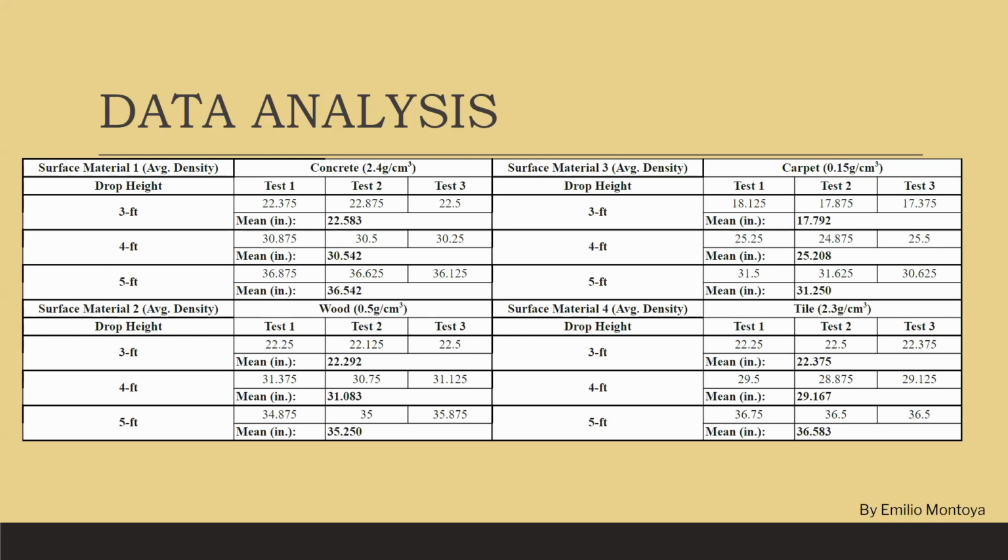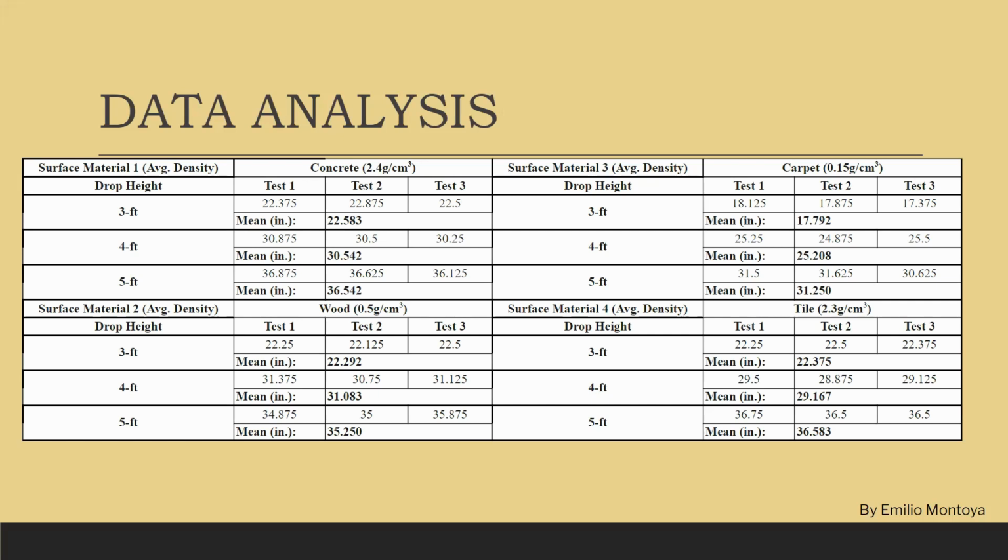Here's a look at our data. The most important things to point out here is that our minimum height recorded was for the carpet, which is interesting because the carpet also has the lowest density. On the other hand, our max height recorded was on the tile, and the tile has the highest density. It can also be observed that the tile and the concrete have very close results, and they also have a very close density.